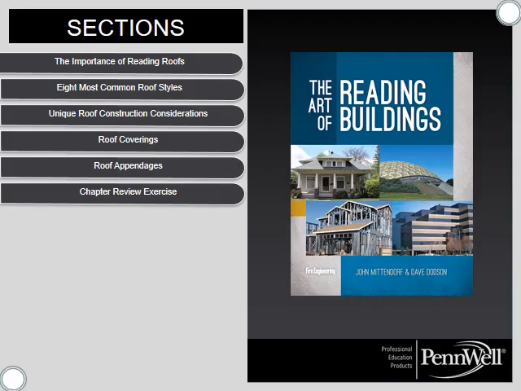In this chapter, we're going to examine the importance of reading roofs, the 8 most common roof styles, unique roof construction considerations, roof covering, roof appendages, and of course, your chapter review exercise.